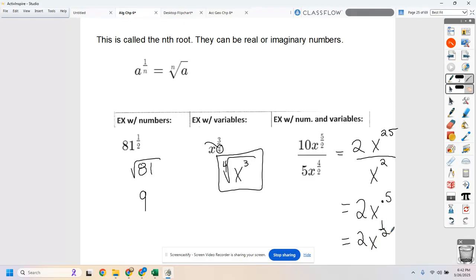We can't leave 1/2 powers. So guess what? Really that's 2 square roots of x, because anytime you have a 1/2 power, that means a square root.